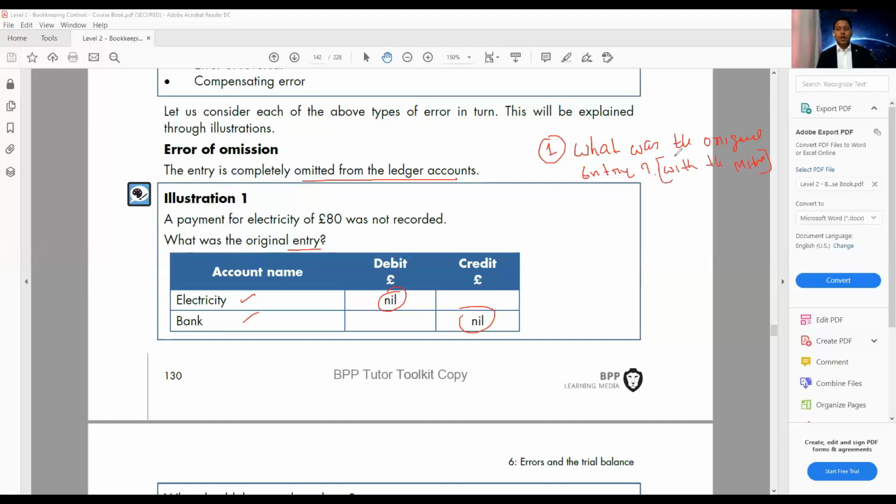With the mistake, what was the original entry? So with the mistake, what mistake have you done? This is the one that will tell you what the mistake was. First question, you need to ask yourself what mistake you have done. So that means, what was the original entry? You can see here the original entry was electricity nil, bank nil, because I put nil, it's supposed to be 80. Then the next question is what the entry should have been.